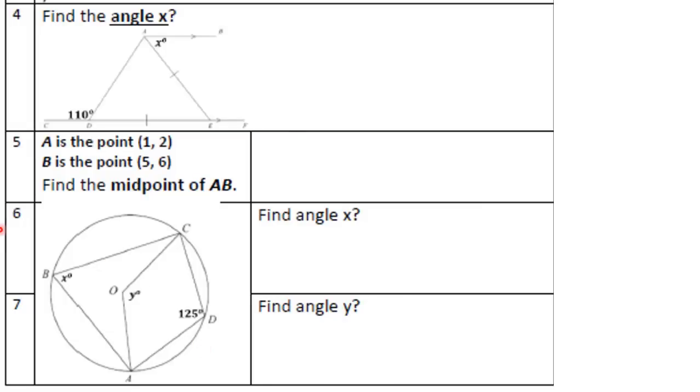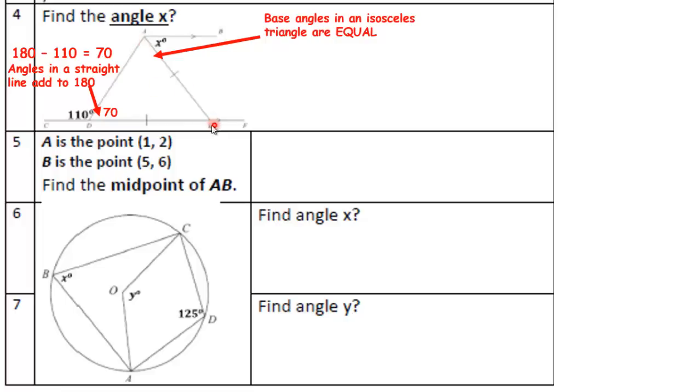Question 4. Angles in parallel lines. This always comes up, and this question has many, many parts to it. So first of all, I need to work out this angle over here. That angle there is, because angles in a straight line add up to 180, 180 take away 110 is 70. So that angle there is 70. This angle up here is also going to be 70 because this is an isosceles triangle and the base angles in an isosceles triangle are equal.